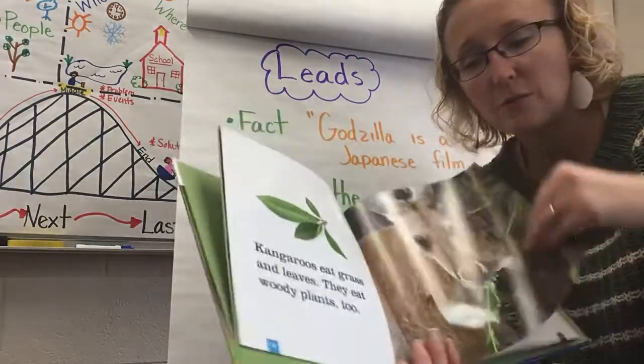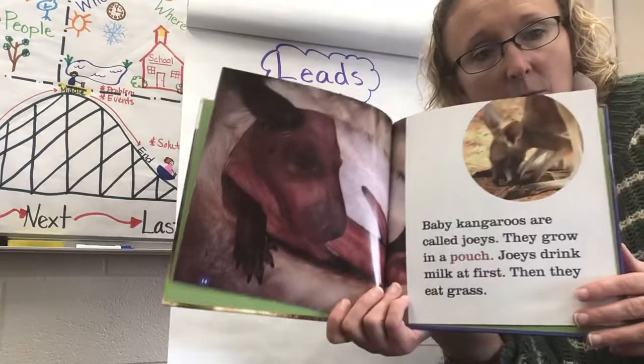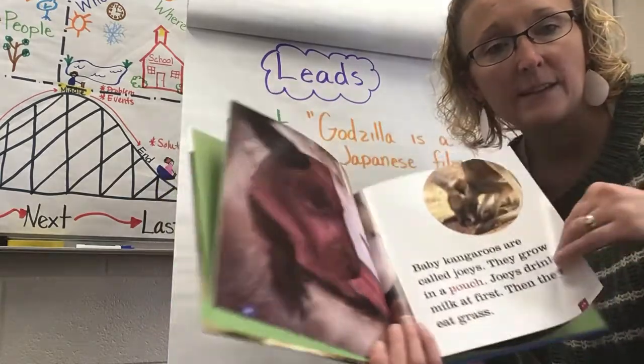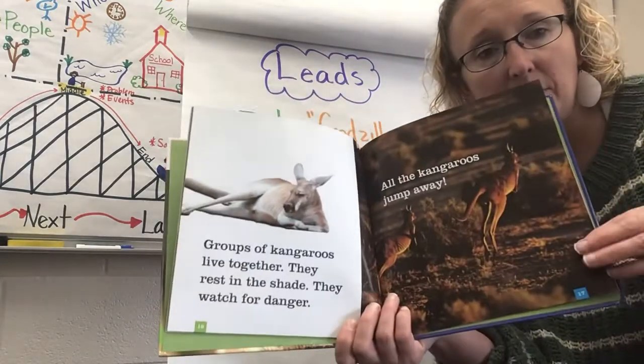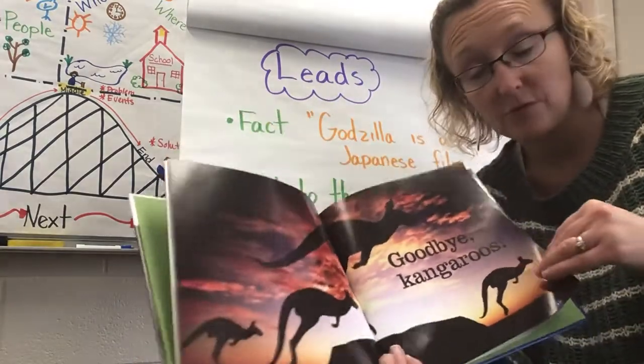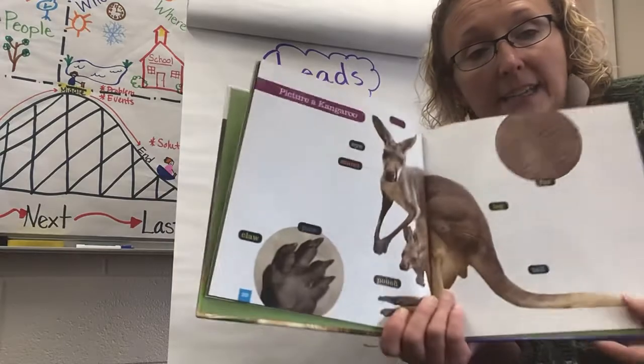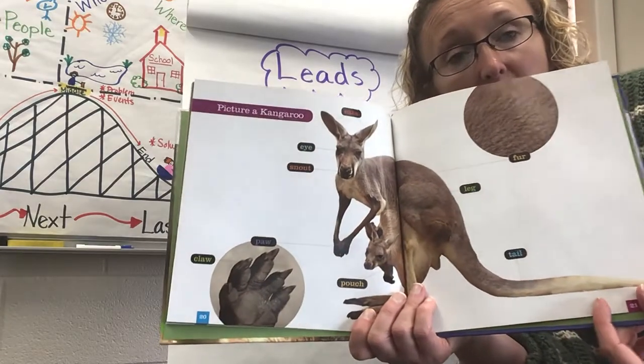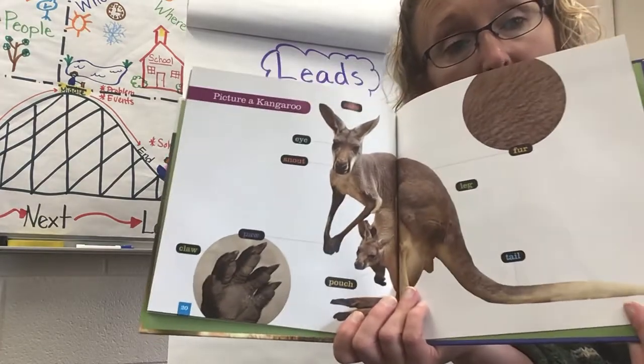Okay, more pictures, more facts, more pictures, a little zoom again, some more facts. Same thing, pictures and facts. They end by saying goodbye, kangaroos. And then they have a nice diagram that's at the very end of the book. See their really nice diagram? That's a good one, isn't it?